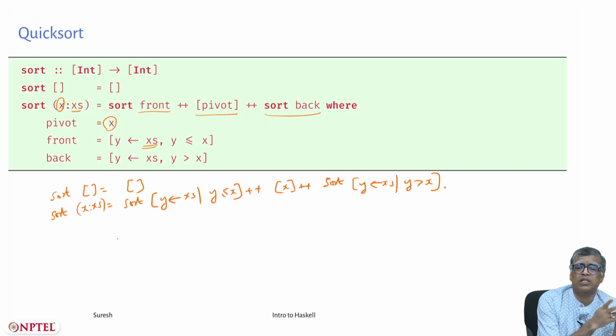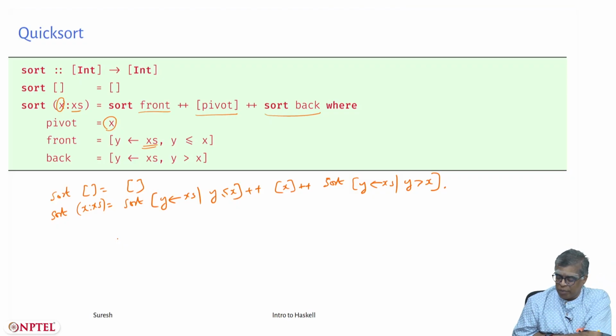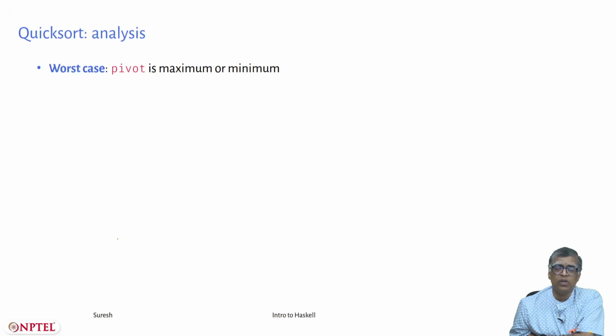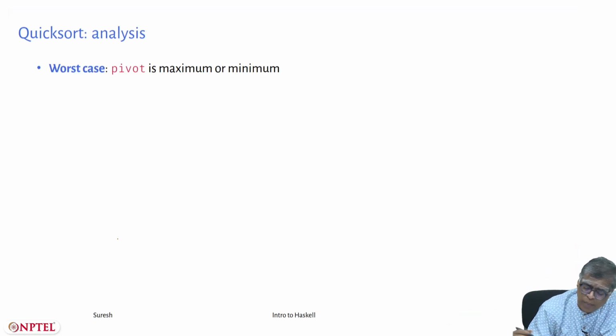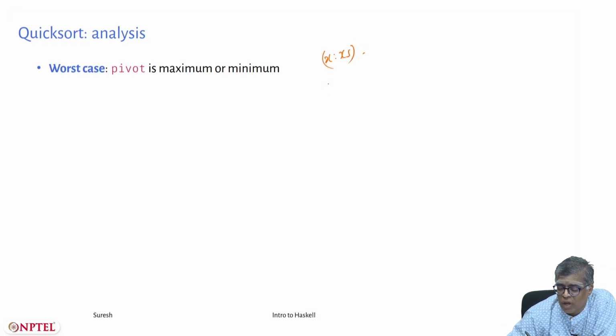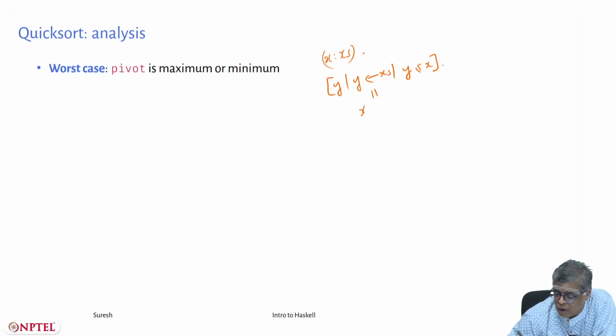Of course, this program is a little more sensitive to what pivot you pick. So, if your x turned out to be the smallest element, let us say, then your performance will be bad, as we will see in a minute. So, worst case is when the pivot is maximum or minimum, right? Because if the pivot is maximum, then all y such that y comes from xs and y less than or equal to x will be all of xs.